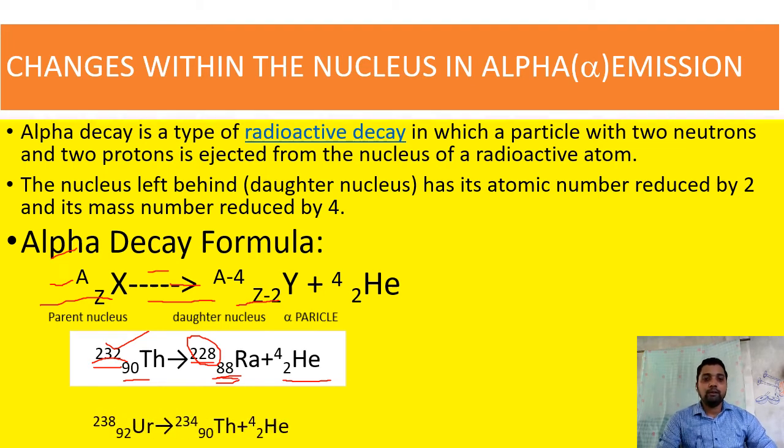Second, if we look here, uranium. Uranium has atomic number 92, and we are taking an isotope of uranium with mass number 238. After the nuclear change, the daughter we got is thorium, with 234 as the mass number and 90 as the atomic number, with the emission of one alpha particle. That is the effect after emission of one alpha particle, because an alpha particle has 2 neutrons and 2 protons.